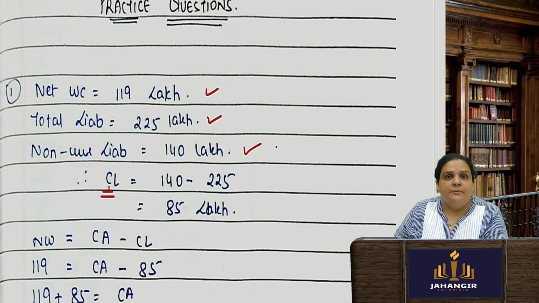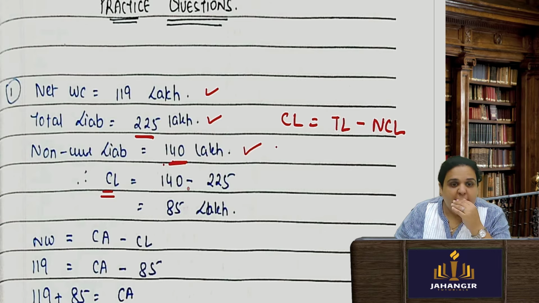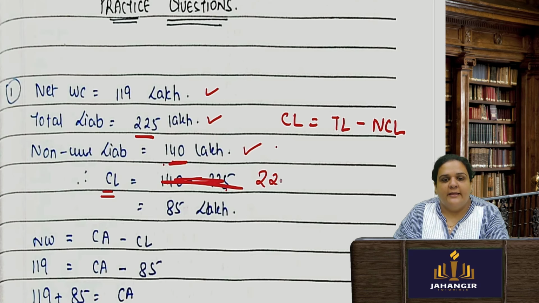Net working capital given, total liability given, non-current liability given. Current liabilities will be what? From total, if I remove non-current, I'll get current. Both are given, total is given 225 and this is also given. Current liabilities is nothing but total liabilities minus non-current liabilities. 225 lakhs minus 140 will give you 85 lakhs. I got my current liabilities.